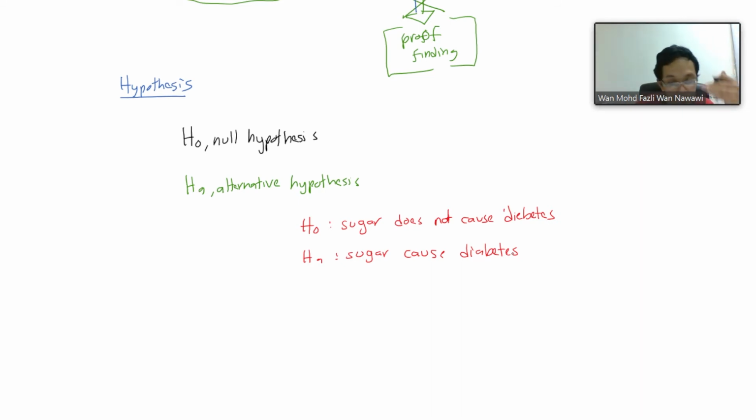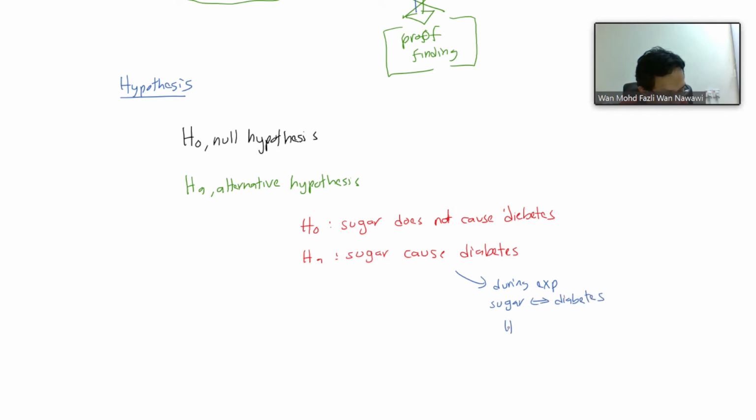You don't want to prove the thing; you want to disprove the hypothesis. In this case, let's say you found at the end of the experiment that sugar correlates with diabetes. Then what you did is basically reject the null hypothesis. For example, during the experiment you found that sugar is associated with diabetes.